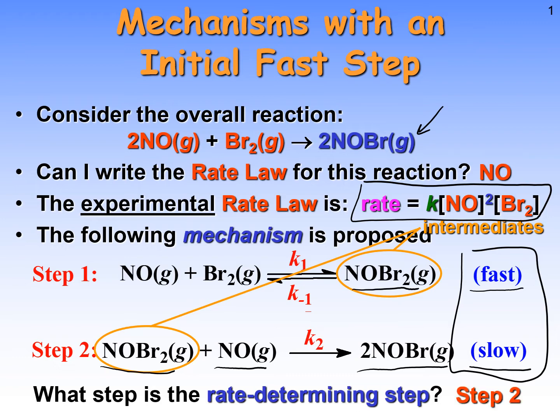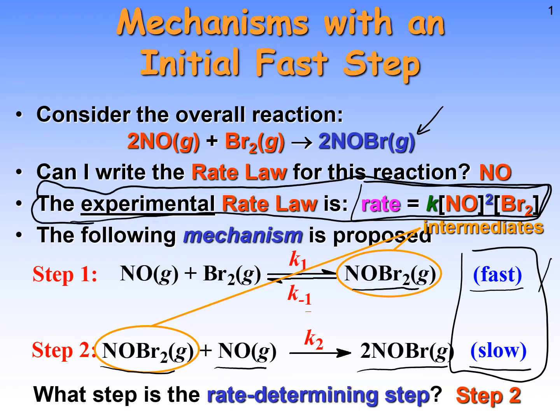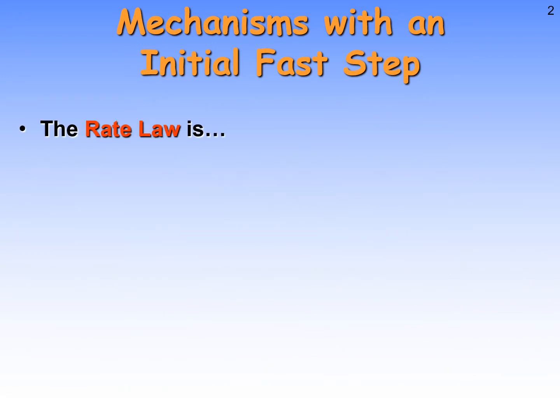So let's go about solving this problem. Here is the experimental rate law. Awesome. Well, is my mechanism possibly correct? If it is, the rate law I get from this mechanism has to be equal to this experimental rate law. Let's see if that's the case or not. Now, how do we do that? That's a little bit harder.